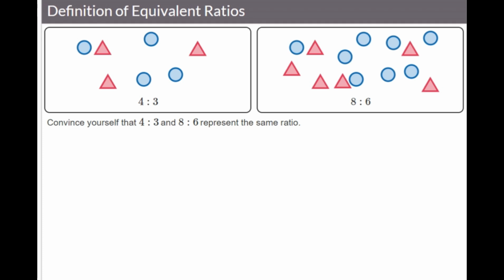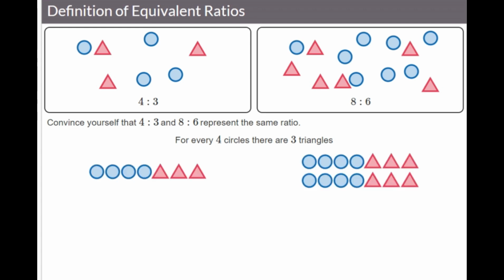Can you use these 2 diagrams to convince yourself that 4-3 and 8-6 represent the same ratio? There is no doubt that the second diagram contains more circles, but it also contains more triangles. If you ignore how many of each shape there are, you might notice that both diagrams express the same relationship, that for every 4 circles, there are 3 triangles.